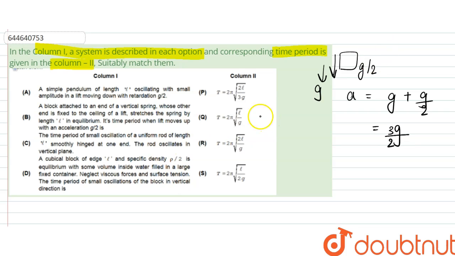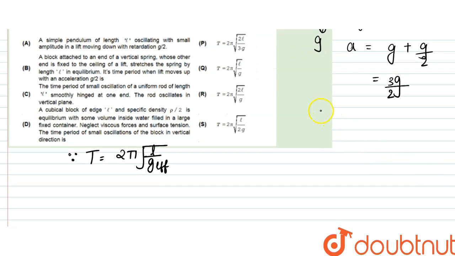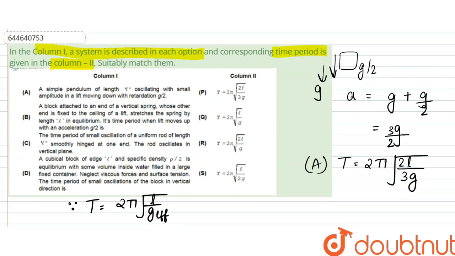Since the time period is T equal to 2 pi root over L by g effective, for A, T would be equal to 2 pi root over 2L by 3g. So our answer would be 2L by 3g. That is this one. This is for A.